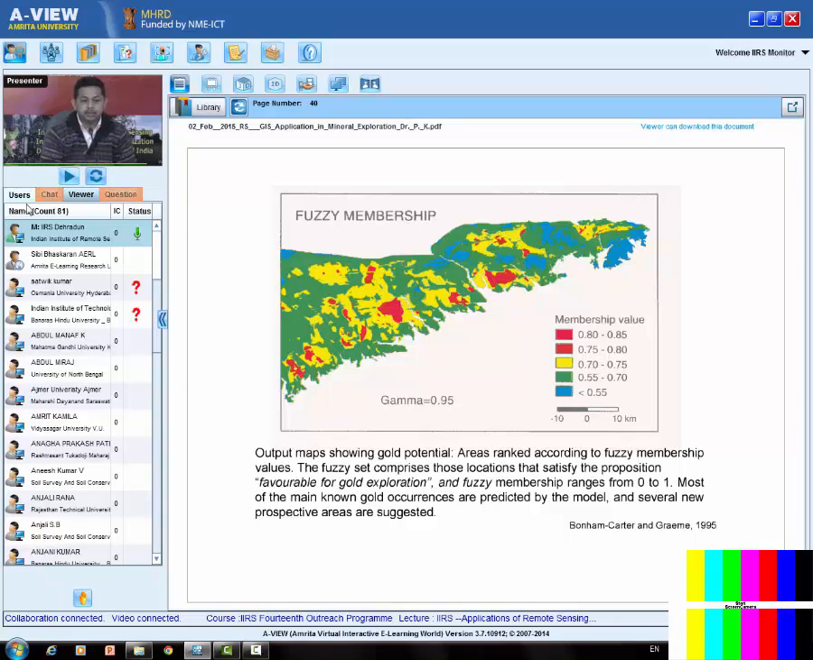Optical data, I think I have already said, can be used to map the mineral deposit itself, and it can also be used to map lithological details, structural details, alteration zones, and geomorphology. So all can help in mineral exploration.